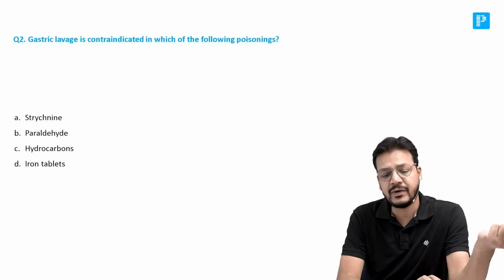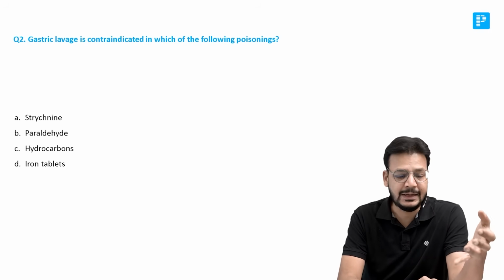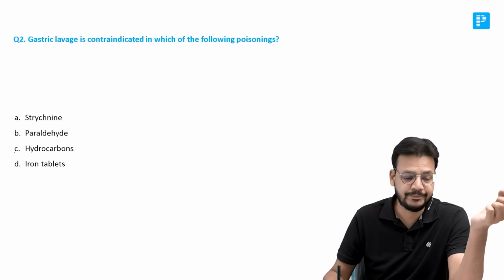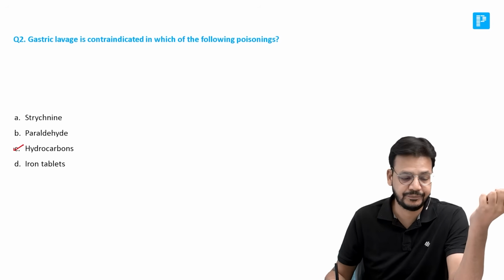Gastric lavage is contraindicated in which of the following poisonings? Strychnine, paraldehyde, hydrocarbon and iron tablet. Here the best answer is hydrocarbon.